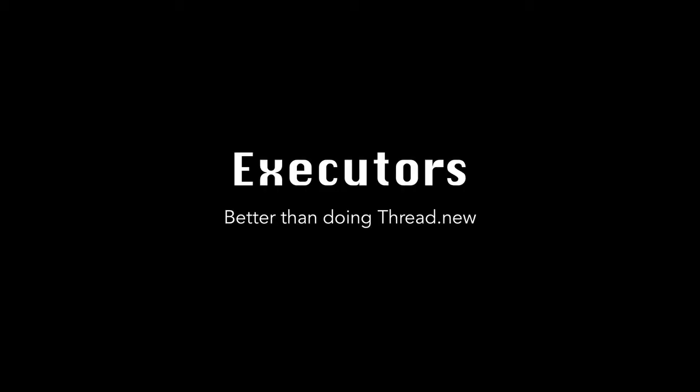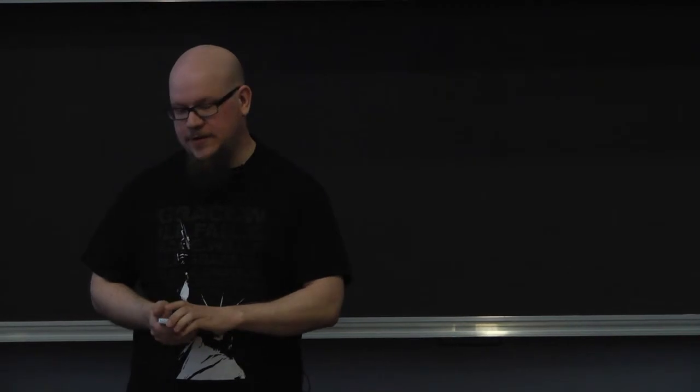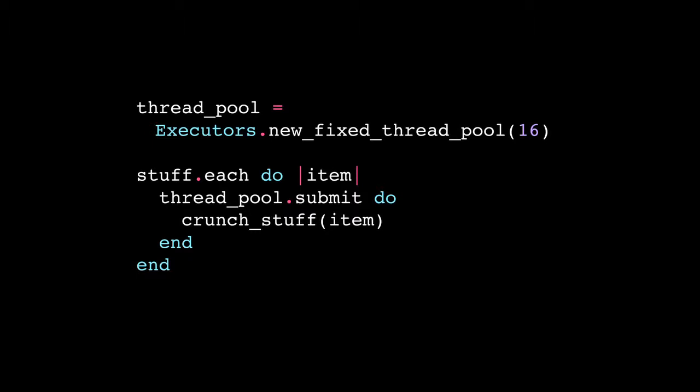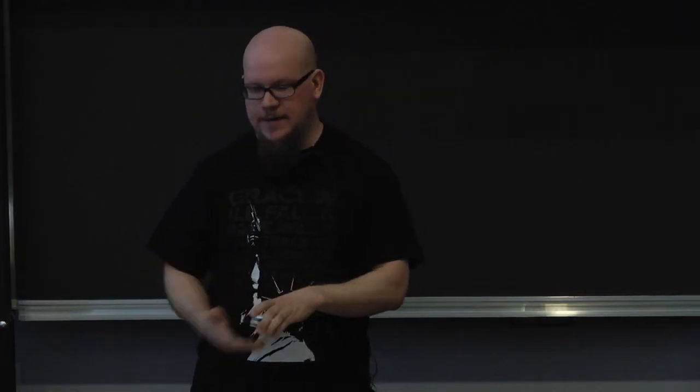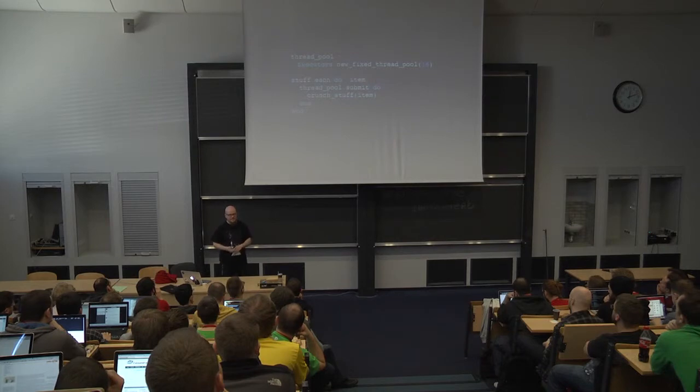Executors is a really easy way of doing threading that works really, really well in Ruby. You can submit a block. Just specify a size, maybe something in relation to the amount of cores that you have on your machine. And then you just submit blocks, or you implement a run method on your class and you submit objects of that class. And everything just works fine, except when it doesn't.